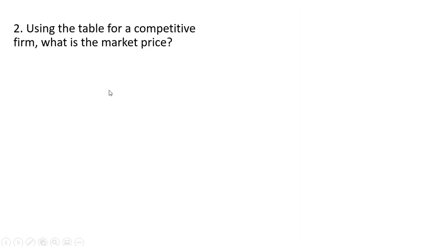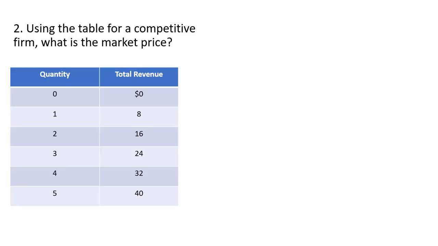In problem 2, we're going to use a table to determine the market price. So here is a competitive firm. We have different levels of output and the total revenue associated with that output. What is the market price in this competitive market?